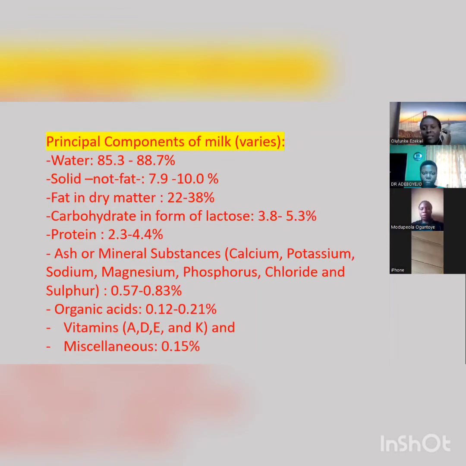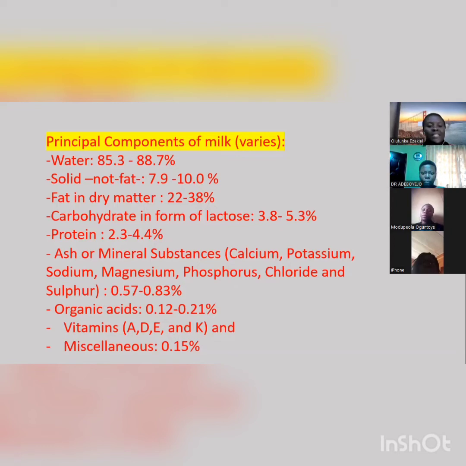What are the principal components of milk? We have water, solids-not-fat, fats in dry matter, carbohydrates in the form of lactose. Of course, we also have oligosaccharides, but not in significant quantity. We have protein, ash or mineral substances. We also have organic acids, vitamins, and then some we can refer to as miscellaneous. Examples are immunoglobulins and antibodies. These are very important also. But of course, during processing, we may lose some of them.